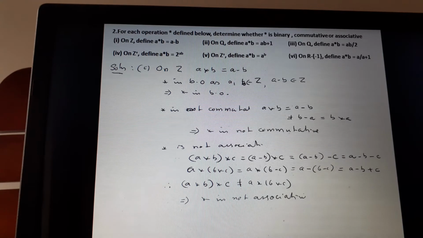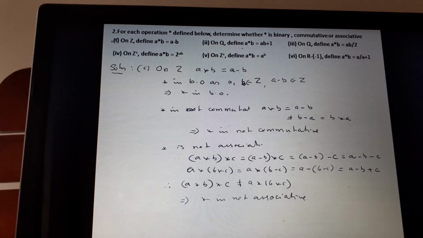So this definitely implies star is not associative. We have to prove it for every question. First you have to decide binary or not, then commutative or not, associative or not. The first question is completed. Let me take the second; you can try. Let me just explain how you can do it.